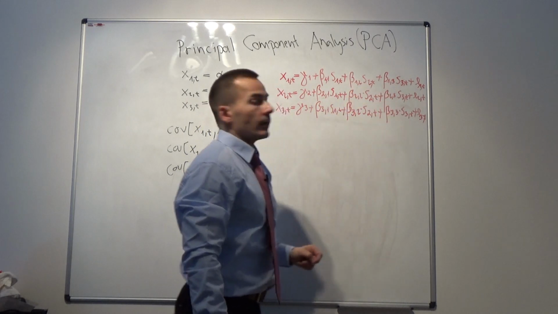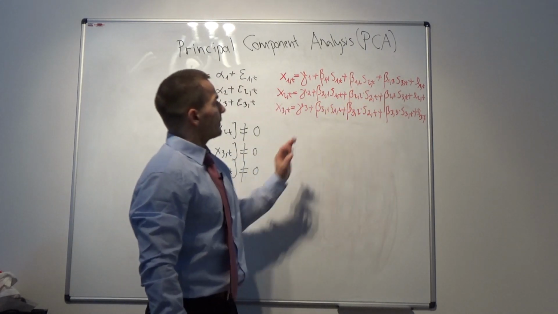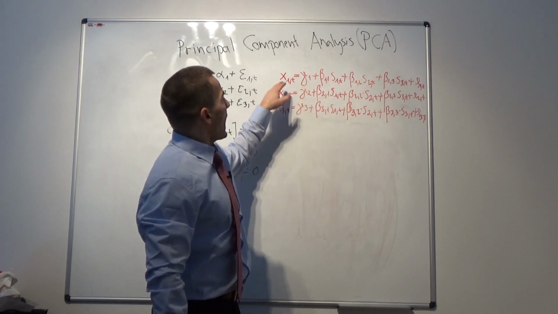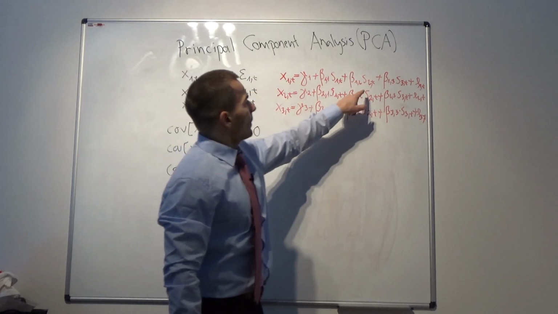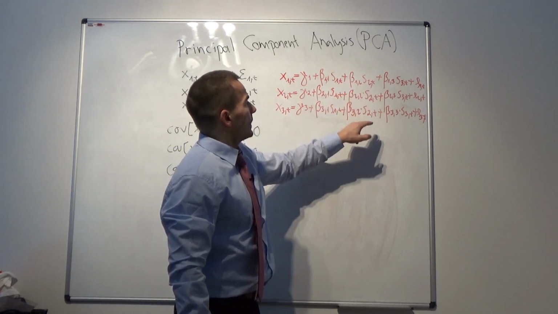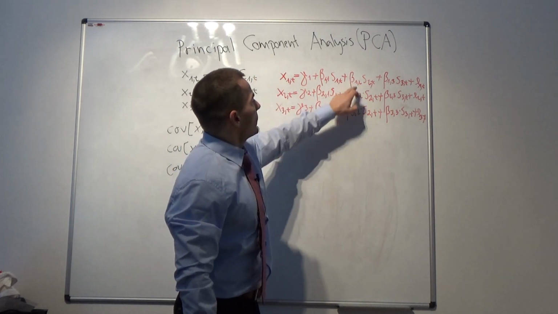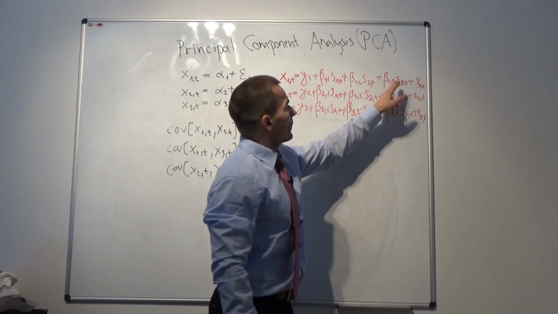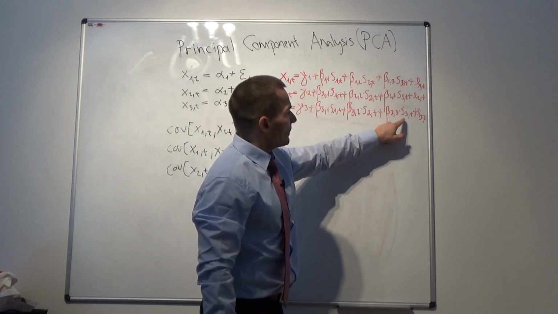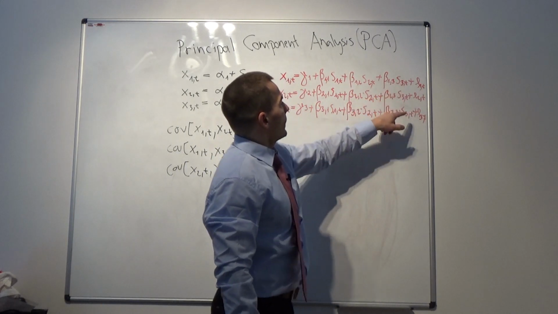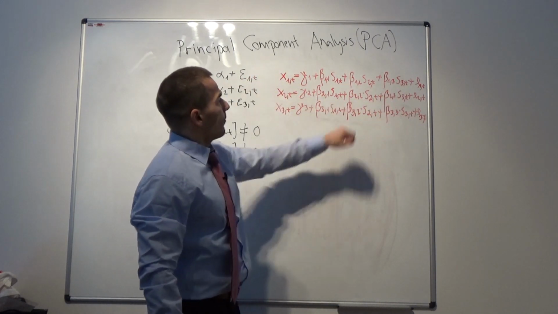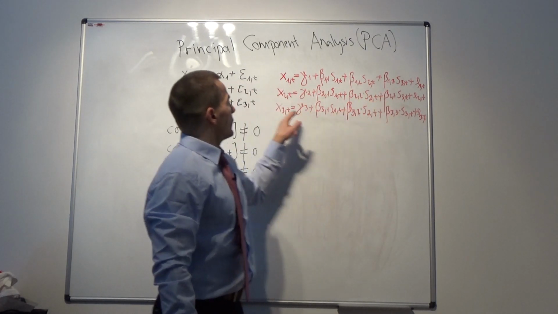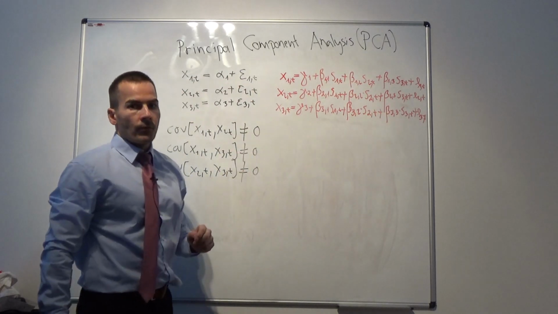You see that on the right-hand side, the stochastic variable S1 enters every equation. Likewise, the stochastic variable S2 enters every equation here, but the loading is different. The beta loading is different, or maybe different. And we have also a third component denoted as S3. It enters every equation here, but the beta loading is different. It's beta 1,3 in the first equation, beta 2,3 in the second equation, and beta 3,3 in the third equation.